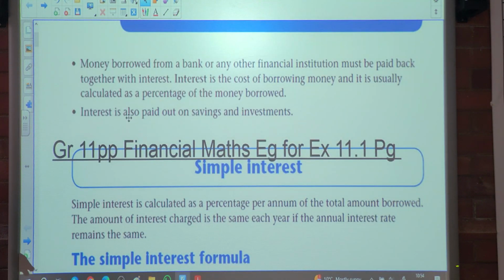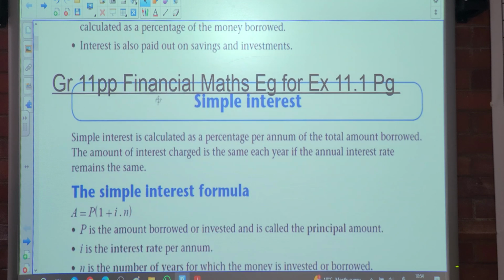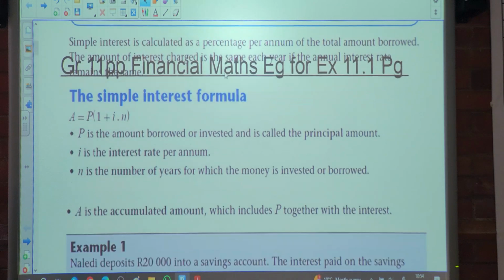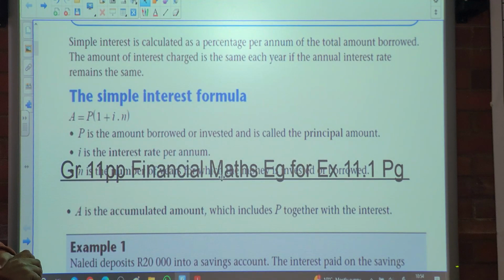So we are told that money borrowed from a bank or any other financial institution must be paid back together with an interest. They wouldn't do it for cheap, okay, and for free. Interest is a cost of borrowing money and is usually calculated as a percentage of money borrowed. Interest is also paid on the savings and investments. Simple interest is calculated as a percentage per annum of the total amount borrowed, and the amount of interest charged is the same each year.